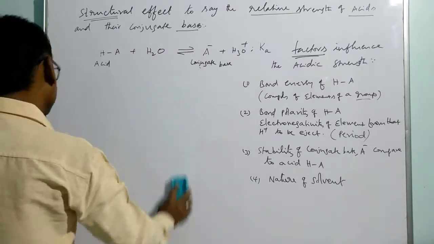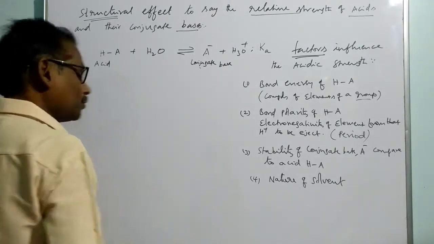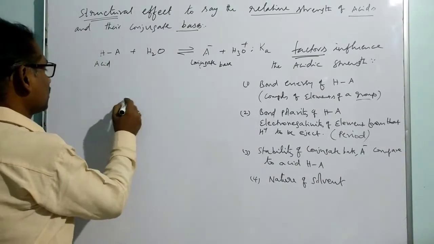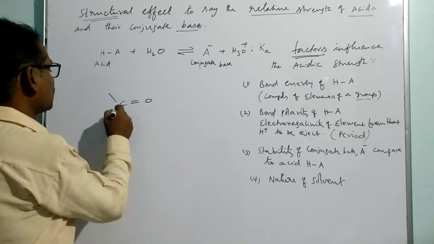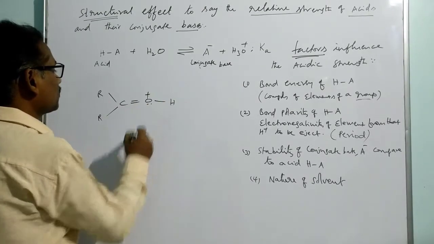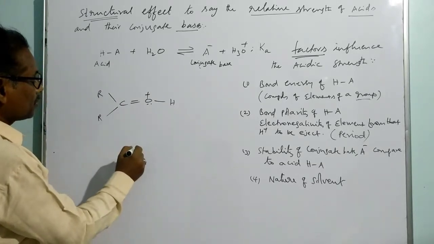Now let me take a compound of oxygen where the hybridization of oxygen is different. Suppose you are taking a compound like ketones. Let me say it is once protonated, we get this, the protonated form of ketone. You just take ethers.